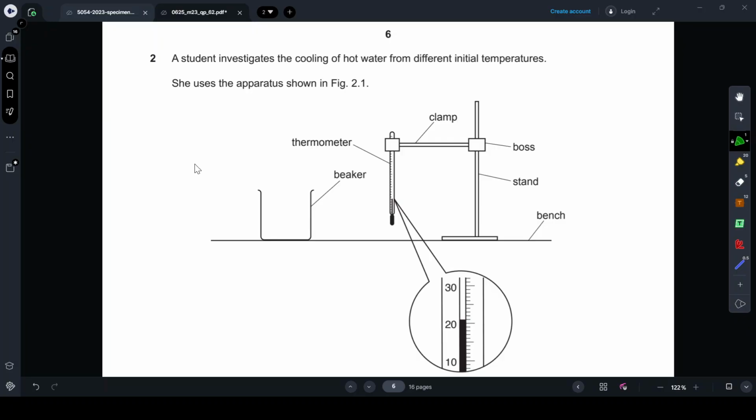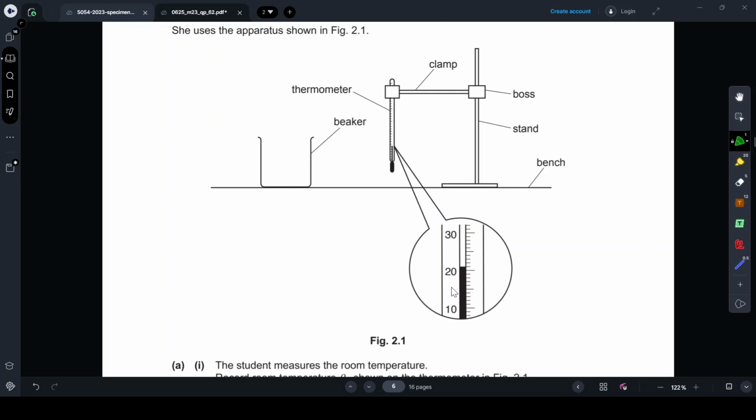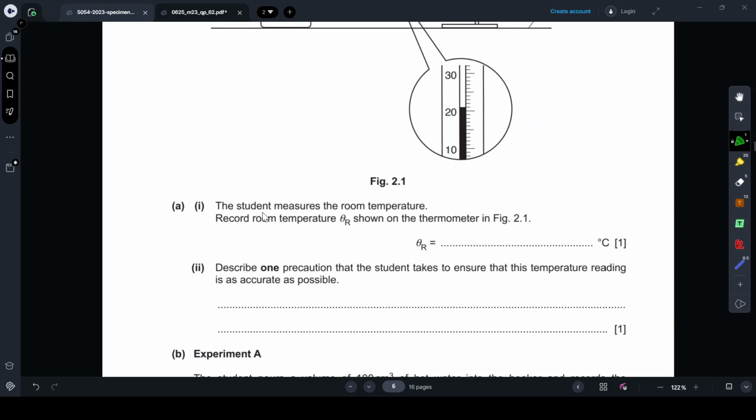Question 2: a student investigates the cooling of hot water from different initial temperatures. She uses the apparatus shown. You've got a beaker, a thermometer, a clamp, the boss, the stand and the bench, and the thermometer is giving you a reading. The student measures the room temperature. Record the room temperature theta R shown on the thermometer. What is the room temperature?